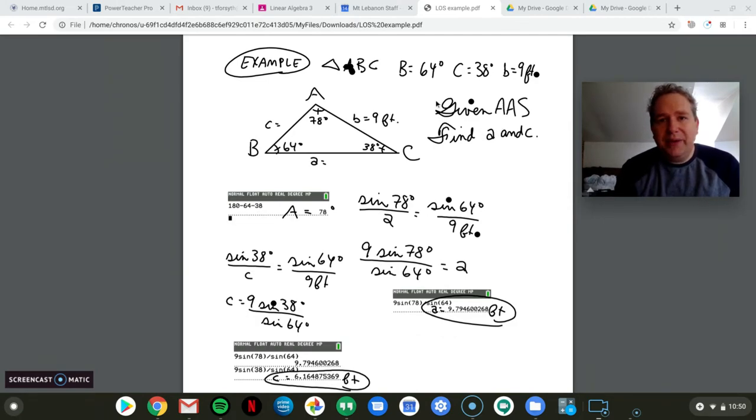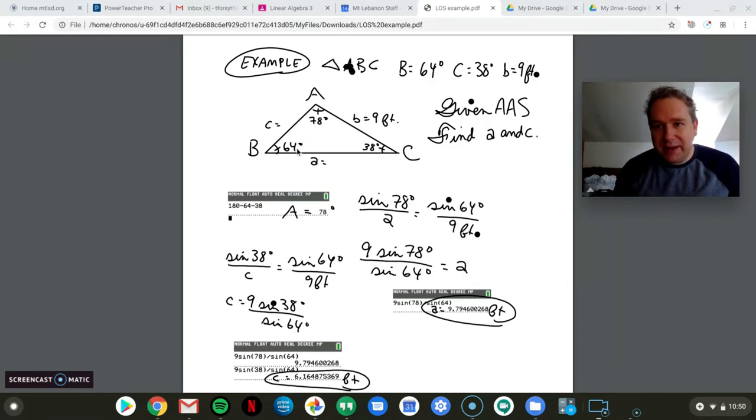So this is an example that gives you exactly that, angle, angle, side. We're given angle B is 64 degrees. Then we're given angle C is 38 degrees. And then side B is 9 feet. So we're given this angle, and then the connecting side to it. It asks you to find the other two sides because the third angle is easy to find. You're given two of the angles, so it's just 180 minus the sum of the two angles. So this 78 up here comes from 180 minus 38 minus 64 equals 78.